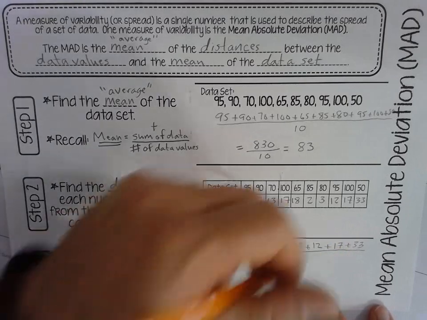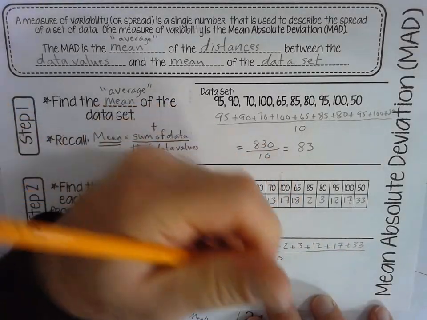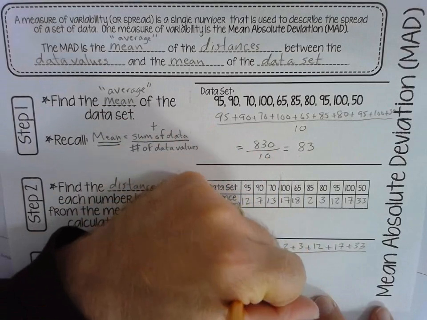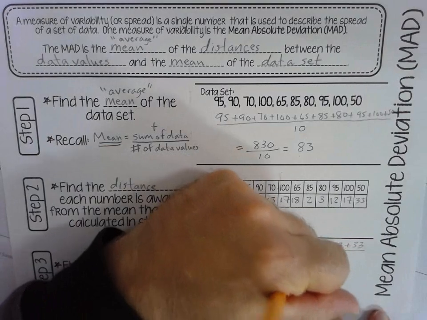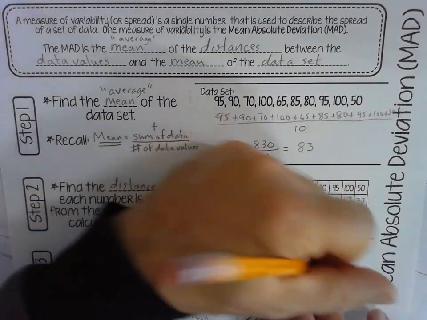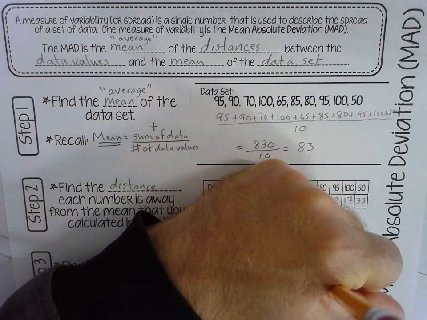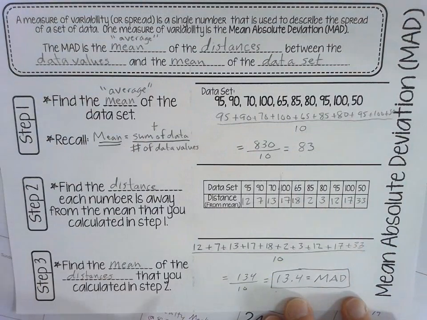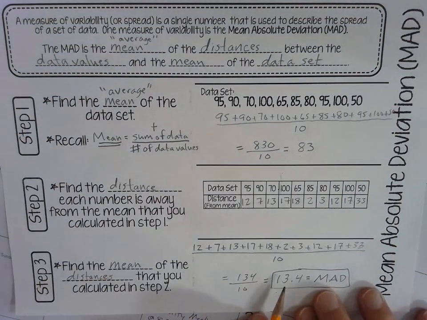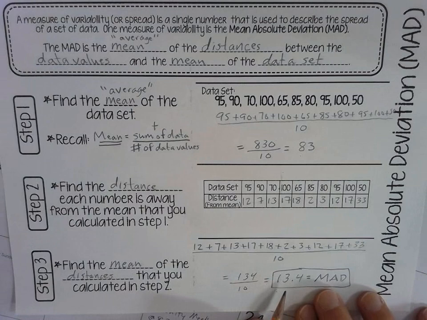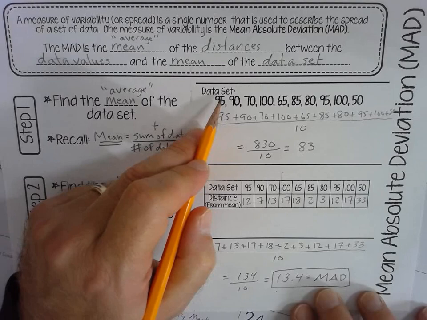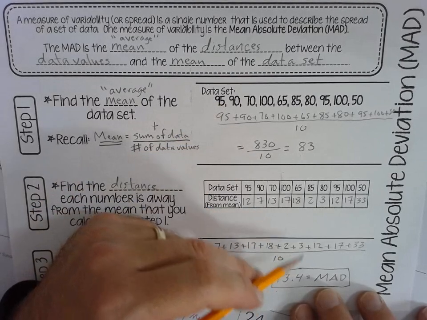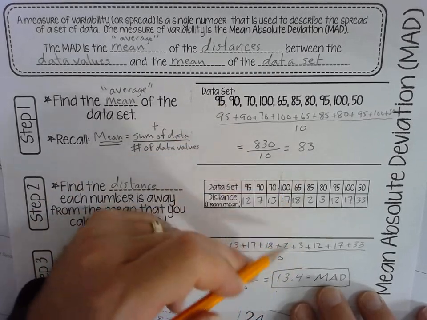To save you some time, you're going to get 134, and you're going to divide that by 10, and that is going to equal 13.4. This is equal to your MAD, or mean absolute deviation. Now, what does the MAD actually mean? The MAD means that on average, if I looked at my original data set, each one of these numbers is 13.4 away from the mean, which was 83. That is what the MAD actually means.